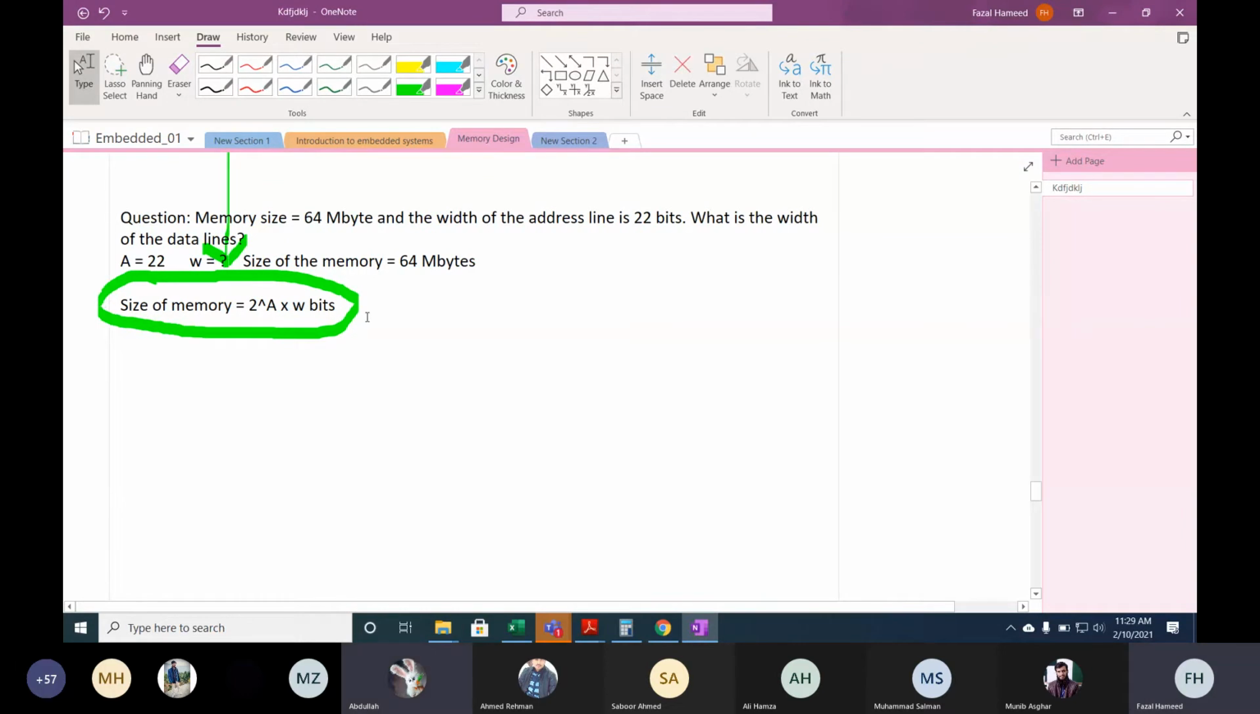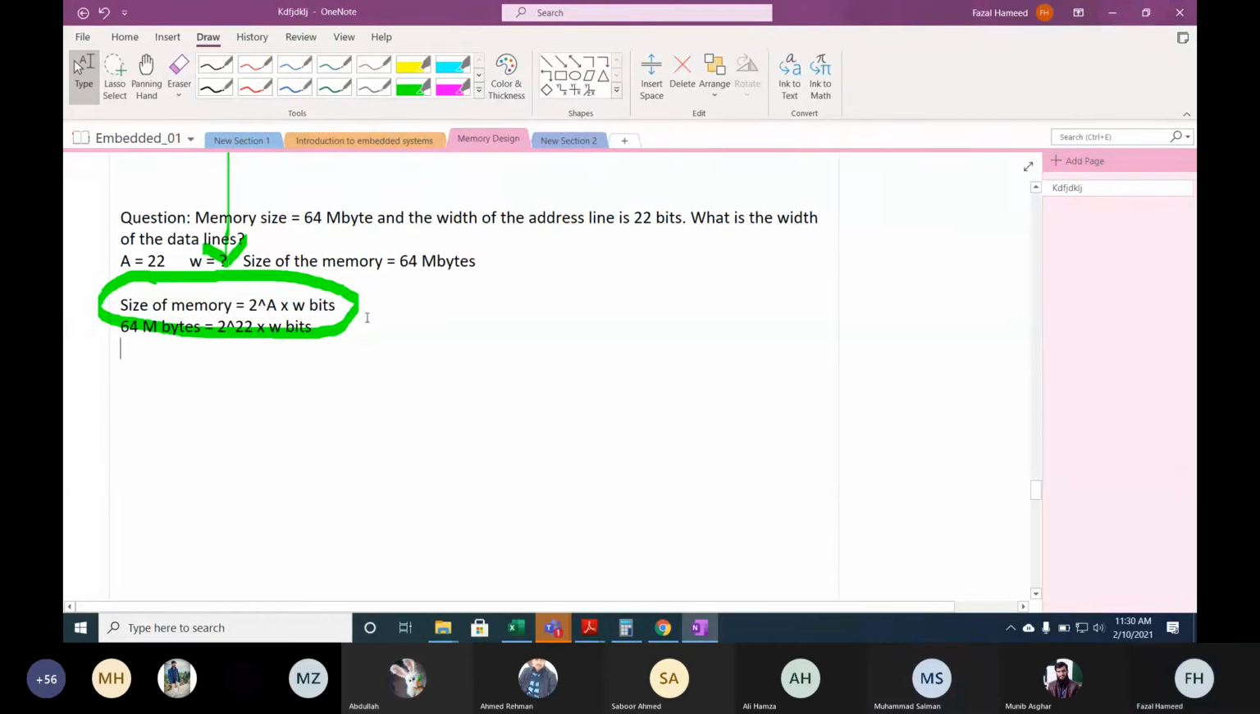64 megabytes is equal to 2 raised to the power A cross W. What is A here now? 22. 22 cross W. What is W? And we want to find bits. Okay, now what should we do? Now we should convert the data on the left hand side into bits. Am I right or not?